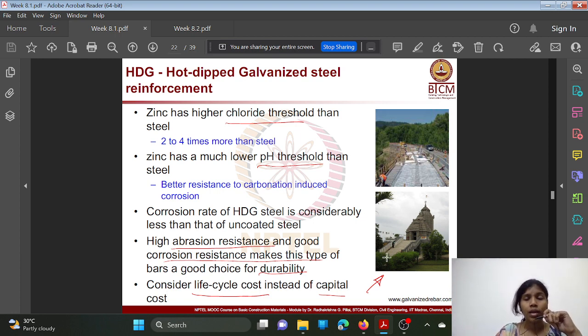Okay, see, as an example, in Chennai East, you would have come across this place Mahabalipuram. At that Mahabalipuram you will have a shore temple, which is only a few meters away from the shore, so it will be more prone to sulfates and chlorides. Okay, so in the construction of this particular temple, they have made use of this hot dipped galvanized steel reinforcement because it has more abrasion and corrosion resistance.